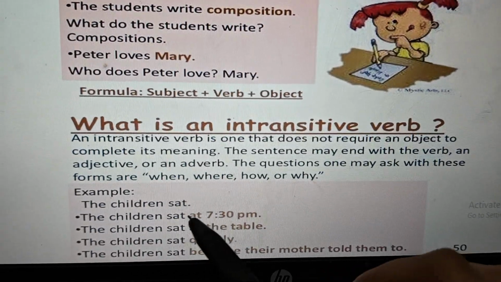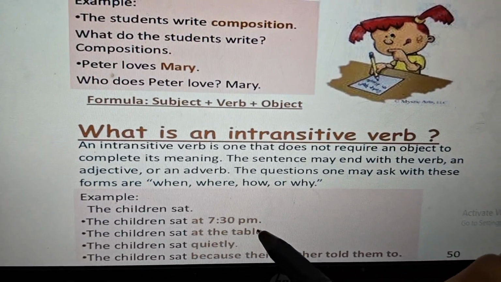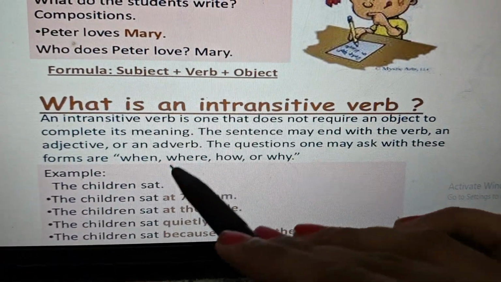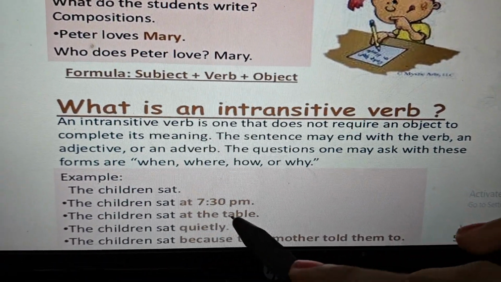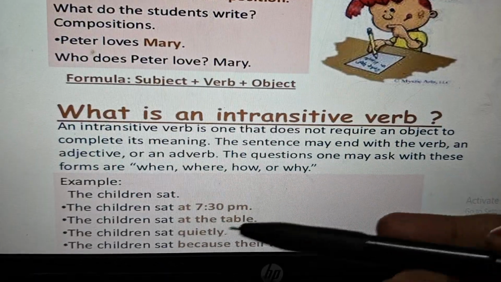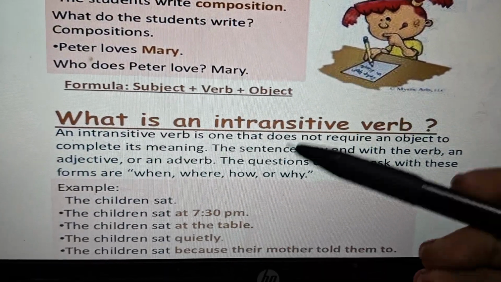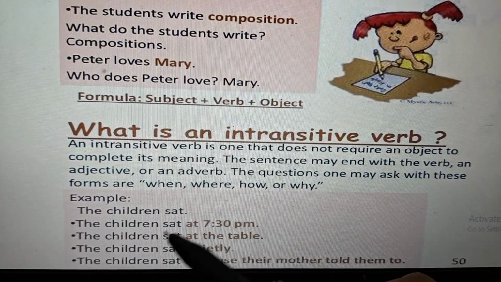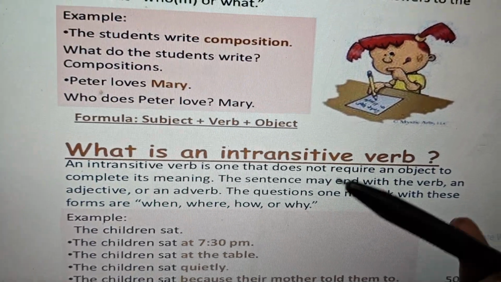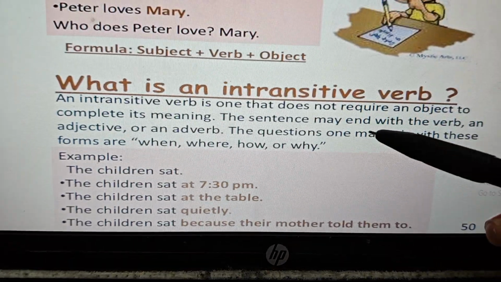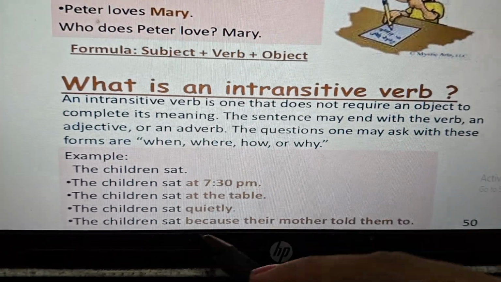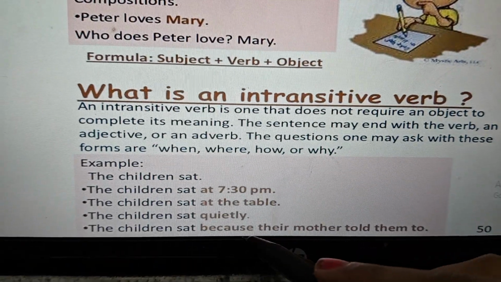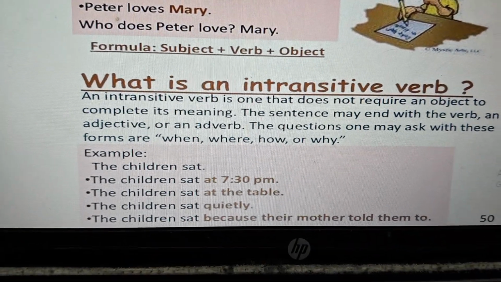For example, the children sat at 7:30 p.m. When did the children sit? At 7:30 p.m. So this is answering when, right? The children sat at the table. Where did the children sit? At the table. Next, the children sat quietly. How did the children sit? Quietly. It's in the form of manner. And the reason for why the children sat is, because their mother told them to.